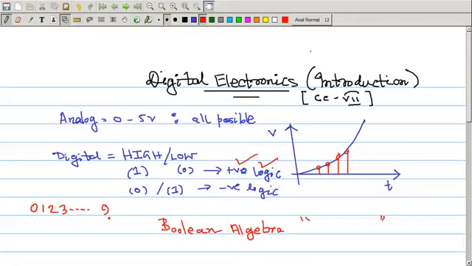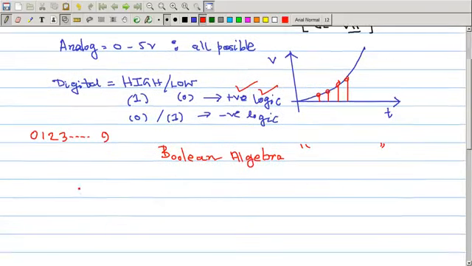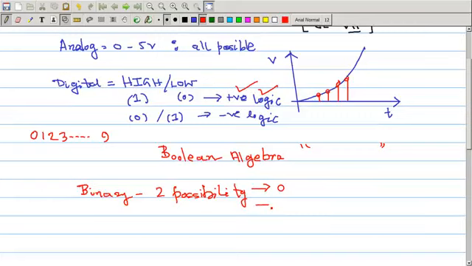So the first advantage of this binary, what do you mean by binary? Binary শব্দটার অর্থ কি? What is the meaning of this term binary? Binary means 2, that is, only 2 possibilities are there. And what do I mean by 2 possibilities? The 2 possibilities mean one is 0 and the other possibility is 1. So these are the 2 possibilities that we are speaking of at this particular instant.